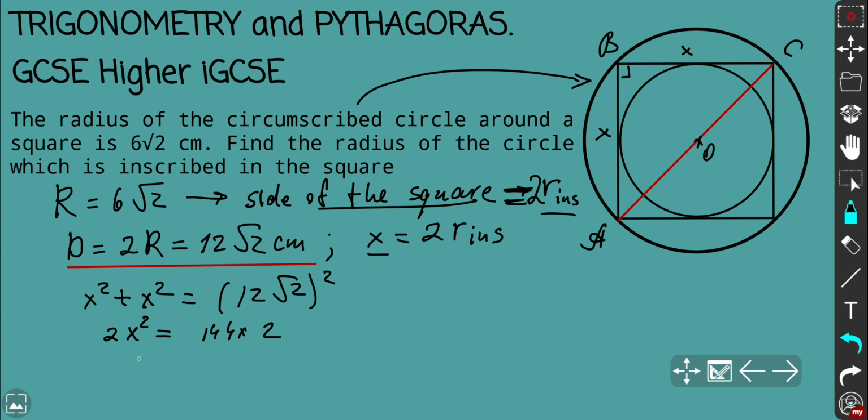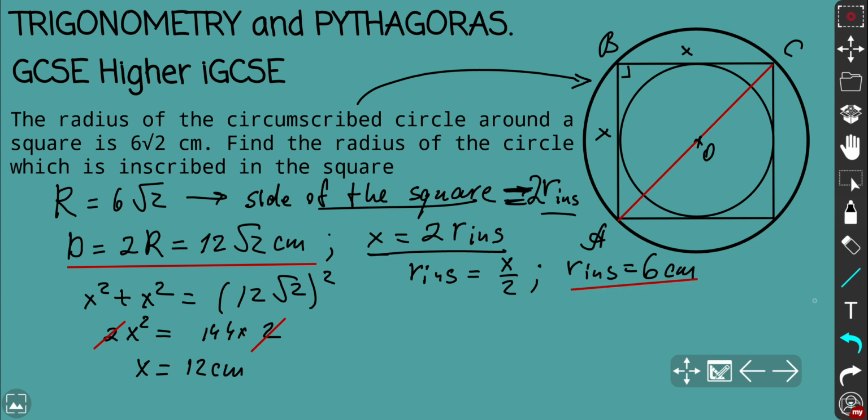Okay, so from there, we've got x squared equals 144, because the 2s basically cancel. And we've got that x equals square root of 144, or just simply 12. Okay, so we've got that x is 12 centimeters, and because it's double the radius, the radius of the inscribed circle is going to be x over 2, which in this case is going to be 6 centimeters. Alright, so that was the solution using Pythagoras. So in this case, we definitely use Pythagoras.